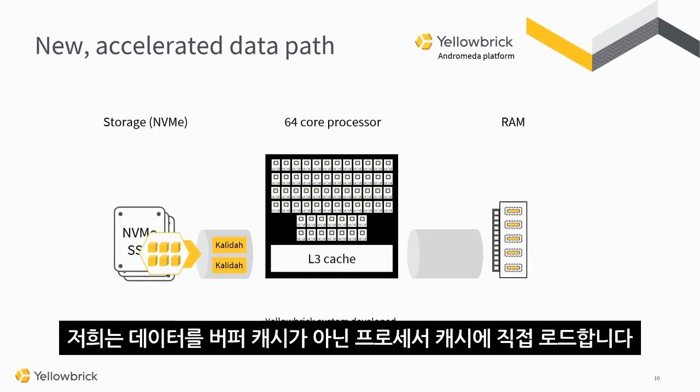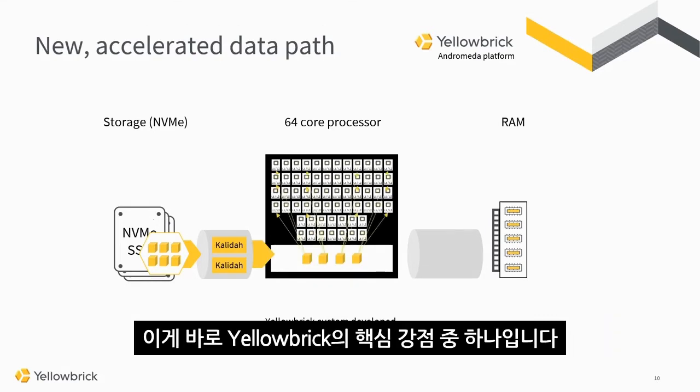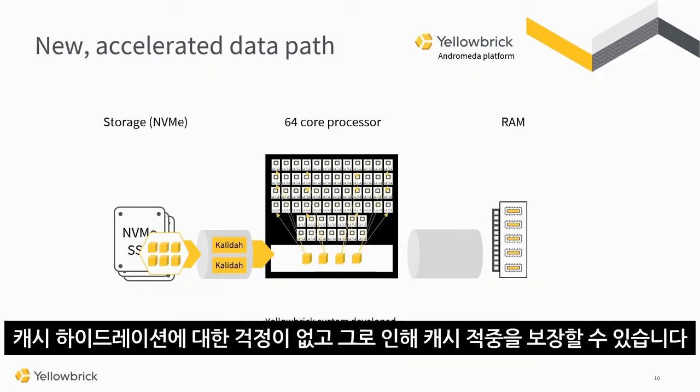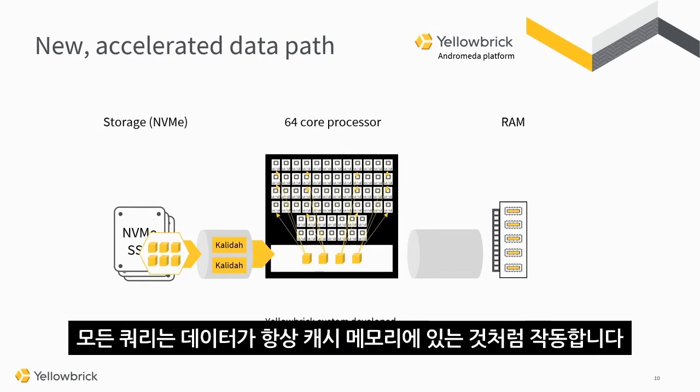You'll notice now that we're loading data directly into the processor caches and not into a buffer cache. This is one of Yellowbrick's key advantages. There is no buffer cache or caching of data anywhere in the system. We've optimized the data path so there's no worry of hydrating caches to ensure a cache hit. All queries perform as if the data is in cache all the time.